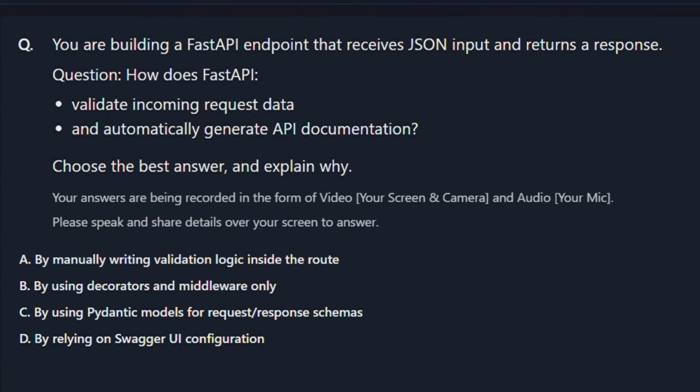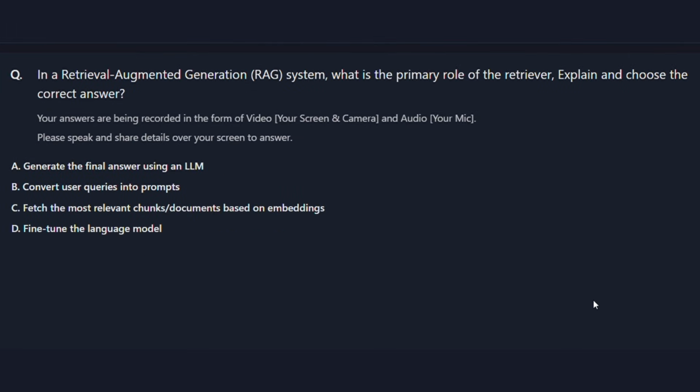Now coming to question 11. Question 11 is: in a retrieval augmented generation (RAG) system, what is the primary role of a retriever? You need to select the correct option. Options will be: generate the final answer using an LLM, convert user queries into prompts, fetch the most relevant chunks or documents based on embeddings, fine-tune the language model. So you need to select the correct option and explain your answer.